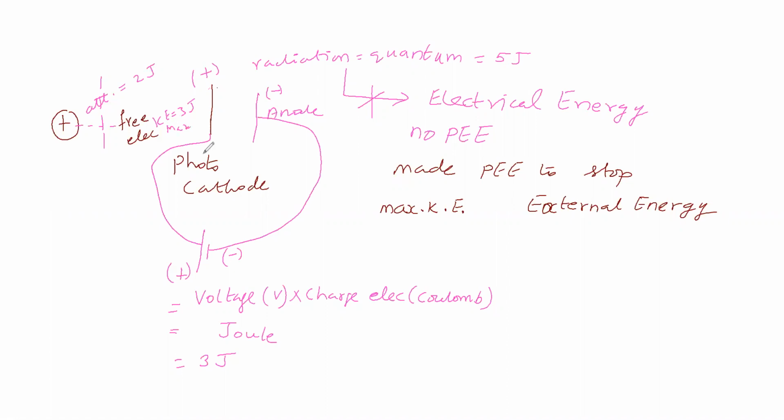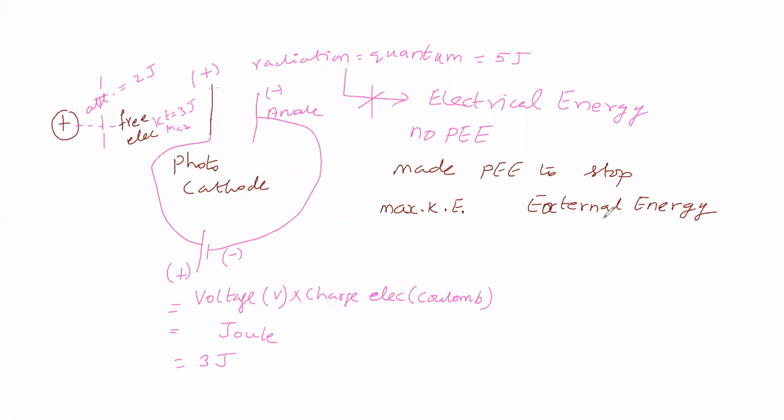Okay, now here we are giving external energy. Now, what is the relation between this external energy and maximum kinetic energy such that the photoelectric effect is just stopped? We are saying the photoelectric effect is stopped. That means how did we stop the photoelectric effect? Wantedly, we made the photoelectric effect stop by providing what? By providing this external energy using this battery.